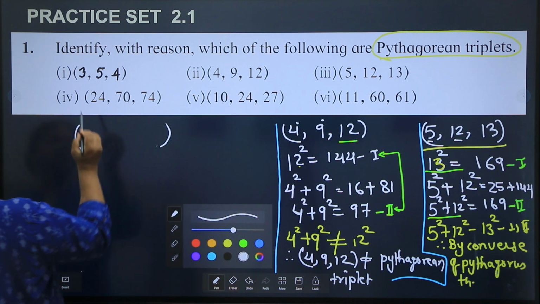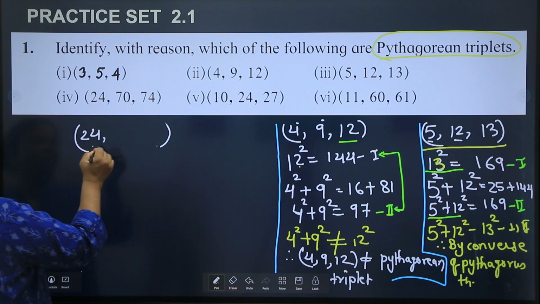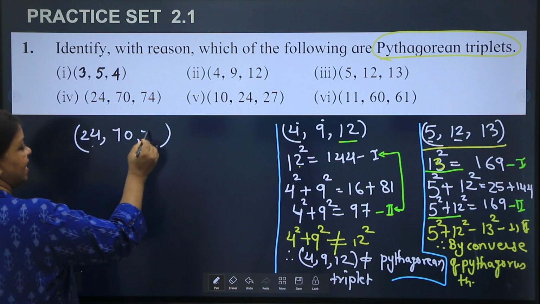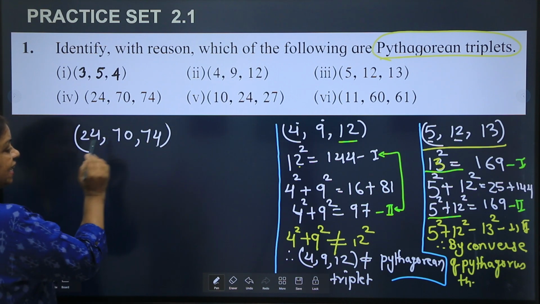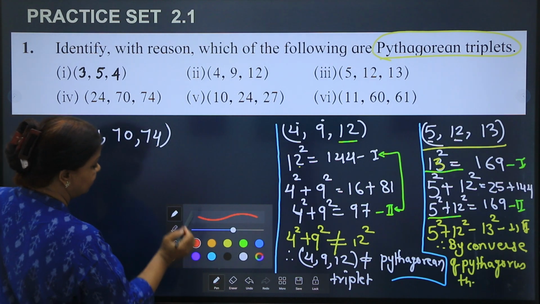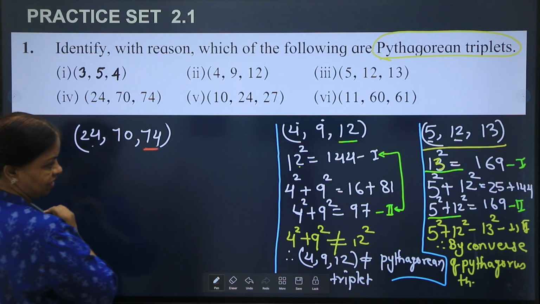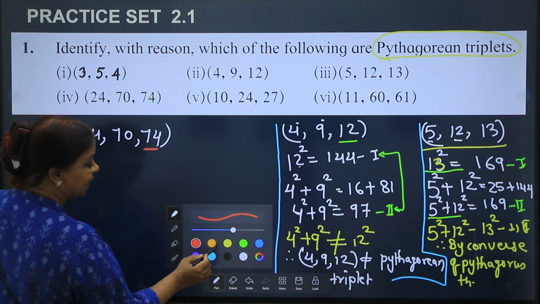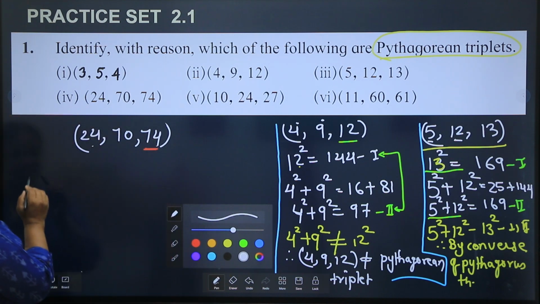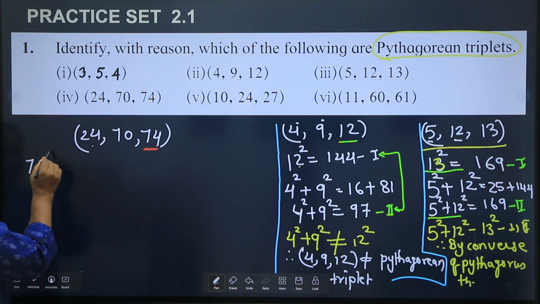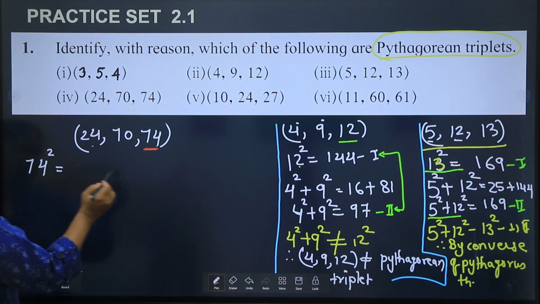The fourth sum is 24, 70 and 74. The greatest number is which one, children? The greatest number is 74. So I will be finding the square of the greatest number. 74 square is equal to what?